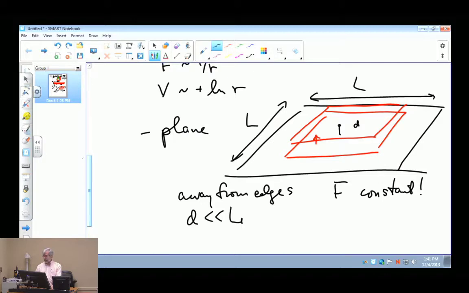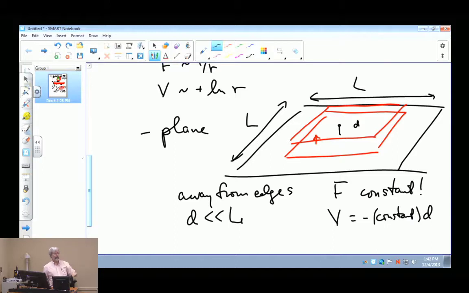How about potential? Could be zero. Not zero, because you want the derivative of it to be the force, not the other way around. It's another constant. That constant times the length? Yes. Negative that constant times the distance, d. So it's linear. Potential is linear. It's just a slope.